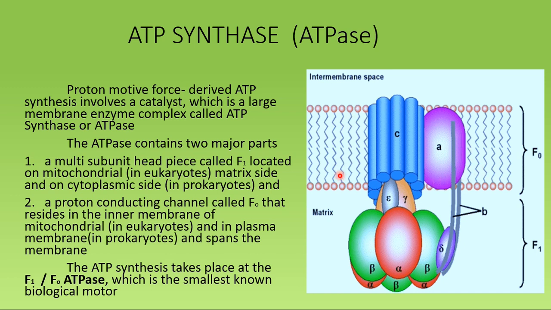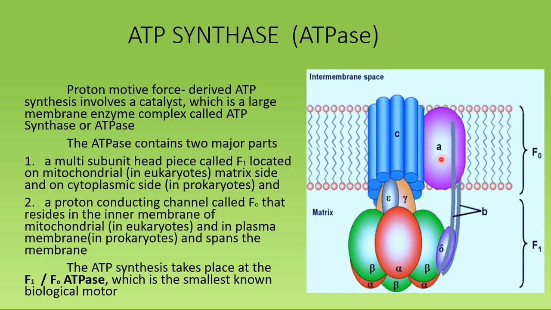F naught, we know, is integrated in the membrane. So this is our plasma membrane or the mitochondrial membrane in which it is embedded, and it consists of 3 polypeptides. Sorry, F1 contains 5 polypeptides, alpha, beta, gamma, epsilon and delta, and F naught contains 3 polypeptides. So what are those 3? A, B is going to be the others. Here it is B and here is C.